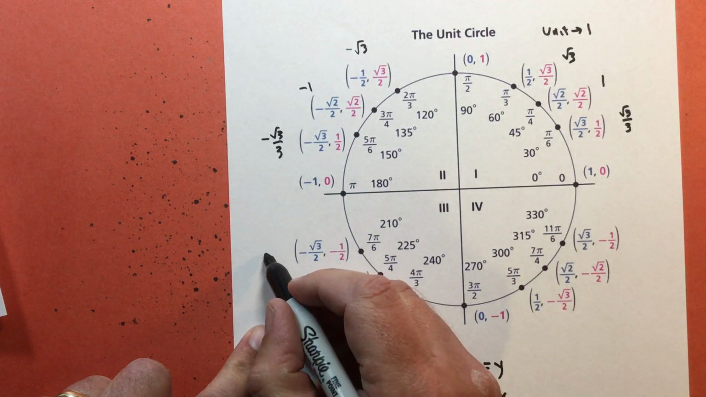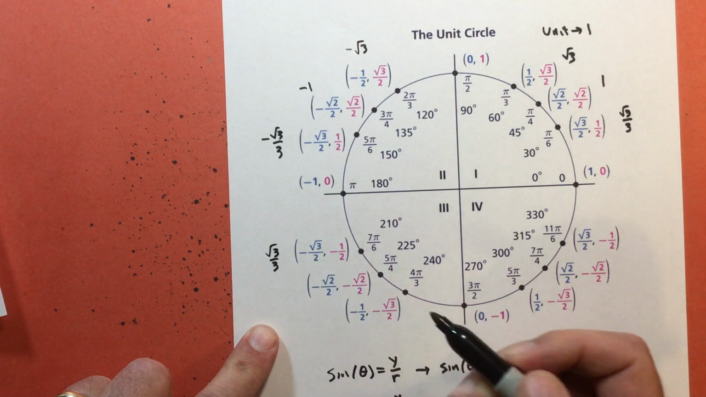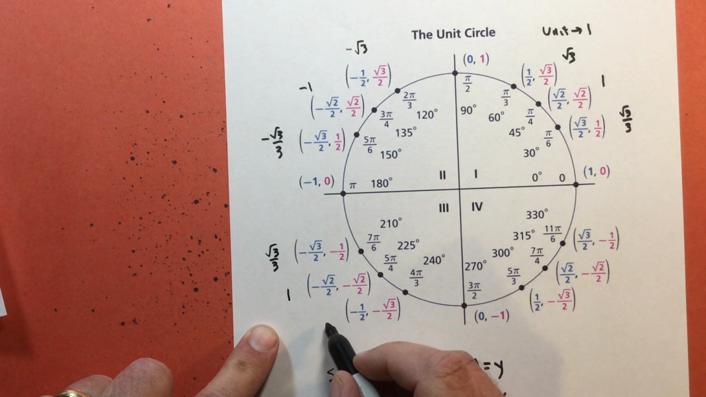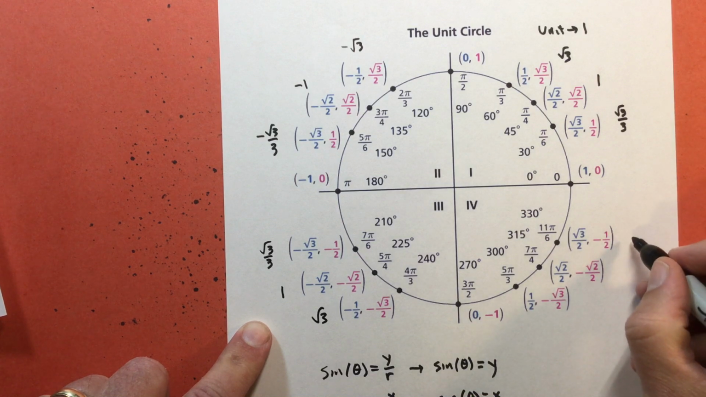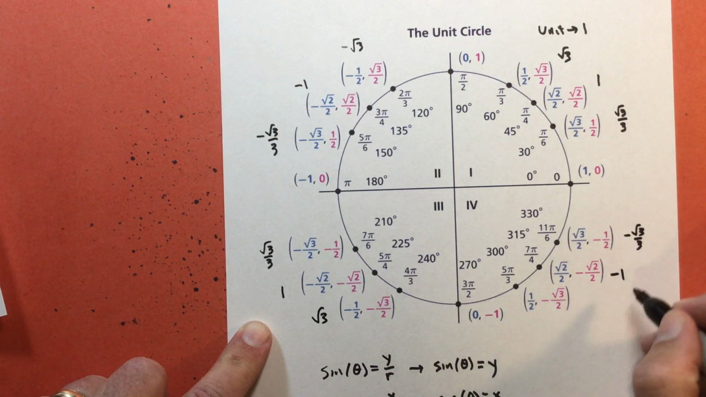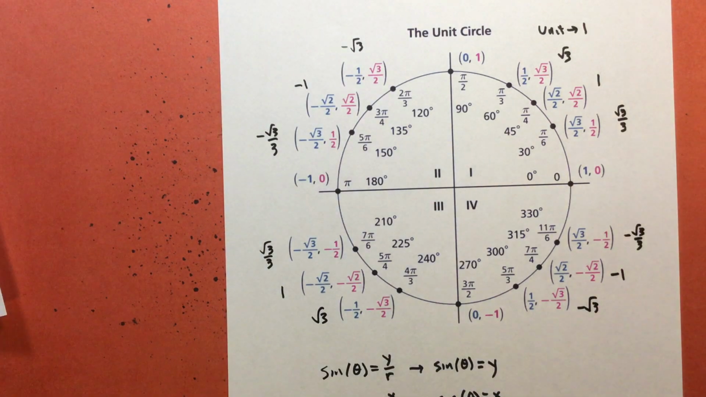This is going to be positive square root of 3 over 3, because a negative divided by a negative is a positive. I pointed the wrong one, sorry. This is going to be positive 1, and this is going to be positive square root of 3. And rounding it out for the tangents, this is going to be negative square root of 3 over 3. This will be negative 1, and this will be negative square root of 3. So look at what the pattern is.